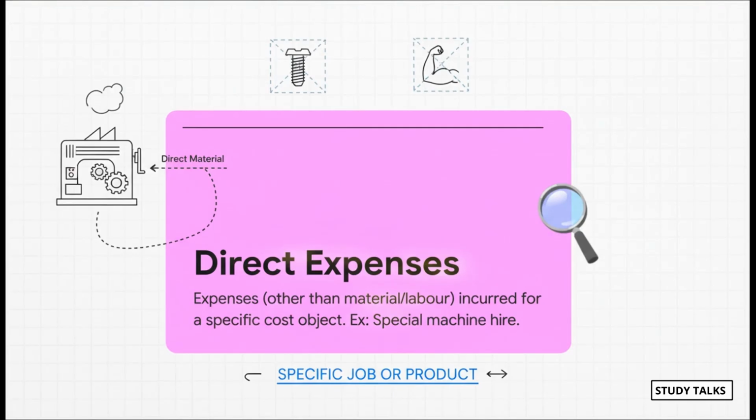So we have direct material, direct labor, and the third and final piece of our prime cost is direct expenses. Think of these as any other expense that's not material or labor that you incur for one specific product or one specific job. The textbook example is if you have to hire a special machine just for one customer's order. That hire charge isn't material, it's not labor, but it's directly tied to that single job.